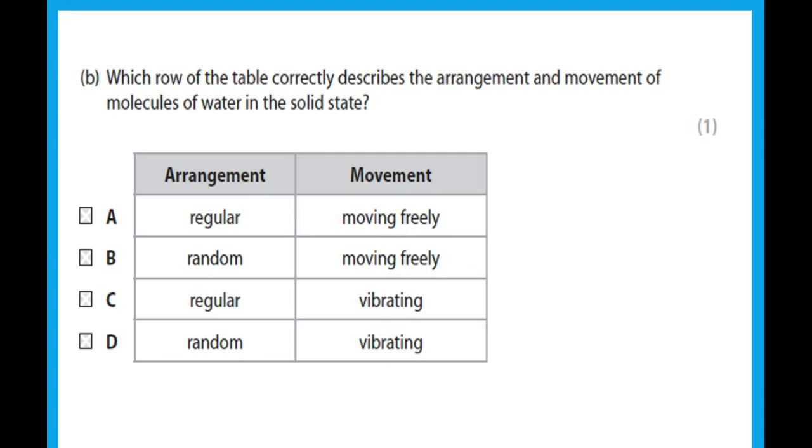Which row of the table correctly describes the arrangement and movement of molecules of water in a solid? Solid, you should realize that the arrangement is what? Regular or random? In a solid, the arrangement is regular and the movement is vibrating. So that's your answer.